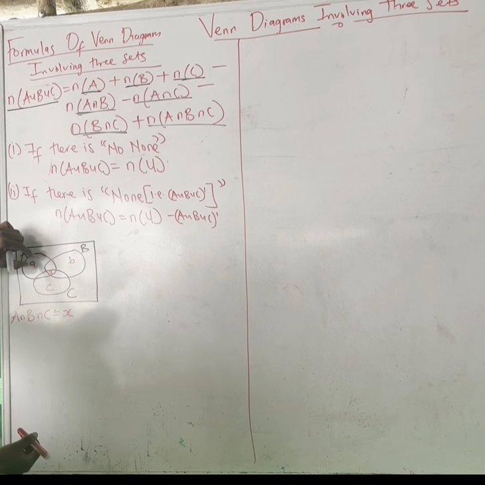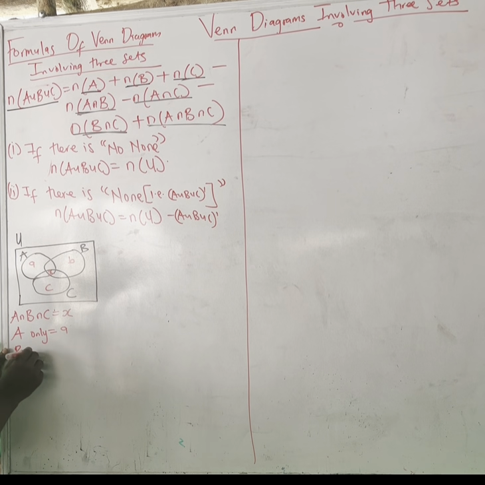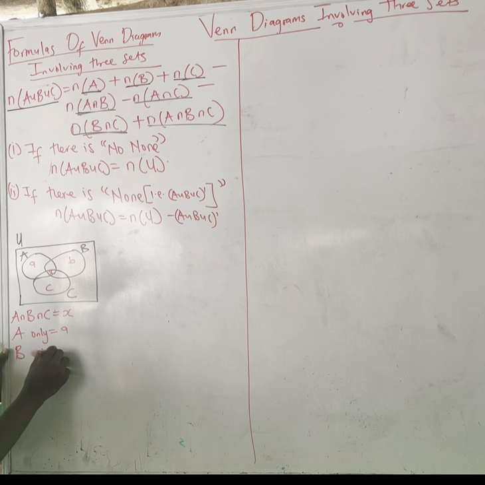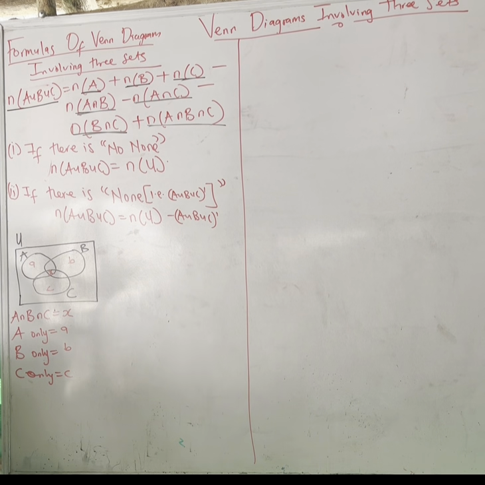You see, this big part is actually for A only. So I'm going to say that A only equals letter a, B only equals b, and C only equals this small c. So that's that.